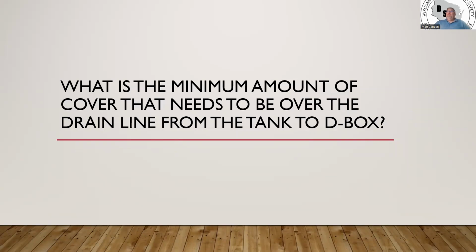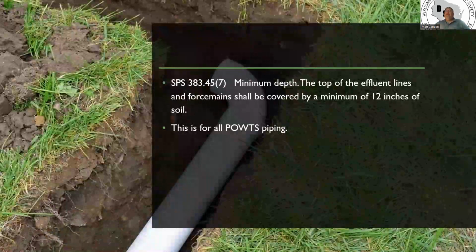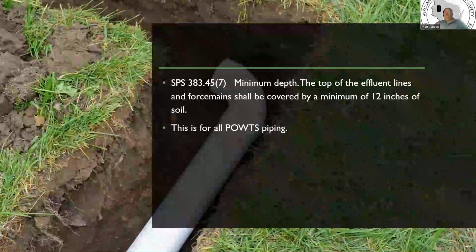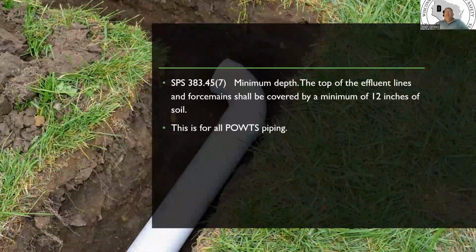Next question is, what's the minimum amount of cover that needs to be over the drain line from the tank to the D box? Well, SPS 383.45 parent 7 has minimum depth for piping here. And this is the top of the effluent lines and force mains. So basically all of our piping shall be covered by a minimum of 12 inches of soil. So that's what the requirement is. We got to have at least 12 inches of cover, and that's for insulation.